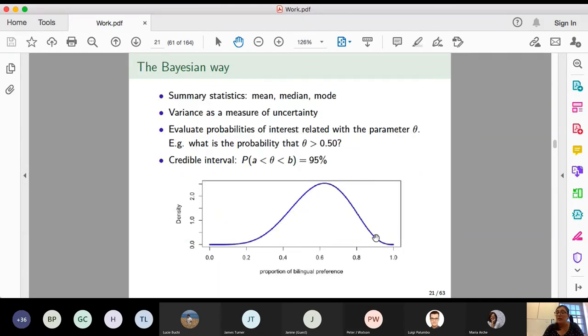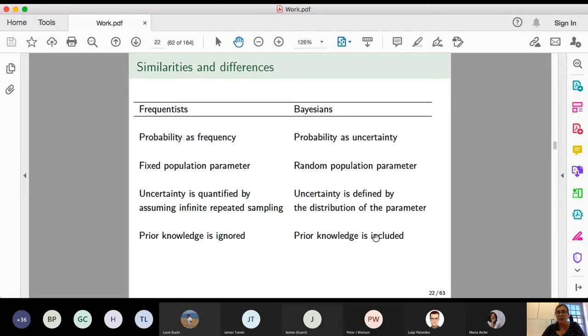So for the Bayesian approach, or the Bayesian inference, we'll assume that the parameter that you want to estimate is a random variable, either because it's random by nature or because we don't know it. And that uncertainty is expressed in this distribution. Now, I will summarize what we have been discussing so far and then do a short break about similarities and differences between frequentists and Bayesians.